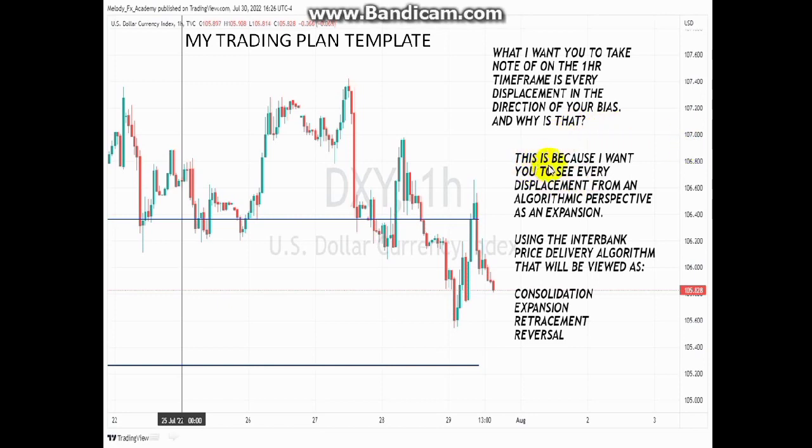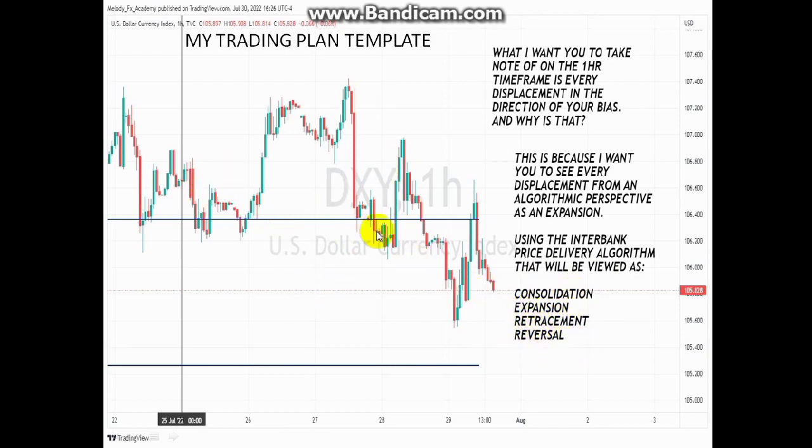So why is that? This is because I want you to see every displacement from an algorithmic perspective as an expansion. Whenever you see a displacement in this manner, I want you to view this as an expansion, approaching it from an algorithmic perspective. This right here is an expansion. Using the interbank price delivery algorithm, that will be viewed as consolidation, expansion, retracement and reversal.